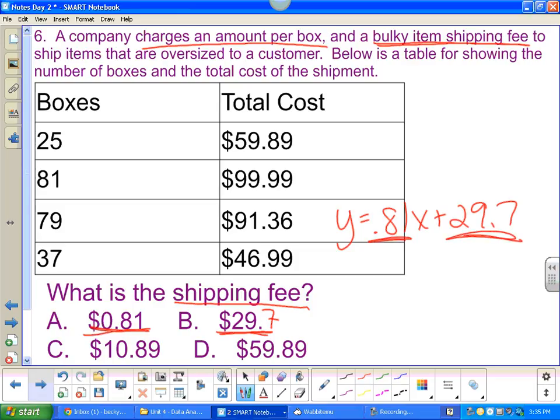And if it wants the flat shipping fee, then it's talking about the y-intercept. So the answer is B. This is the amount per box. That's your slope.